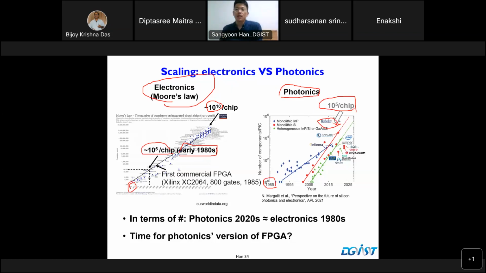So if you look back to electronics, what happened when they reached 10 to the 5 per chip, in the 1980s, was the first commercial FPGA, which was sold by Xilinx, still one of the most famous companies selling FPGAs. At that time, the gate count was only 800, and this was the first commercial FPGA you could buy in the market.